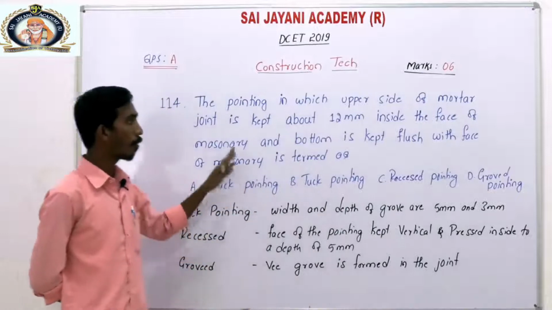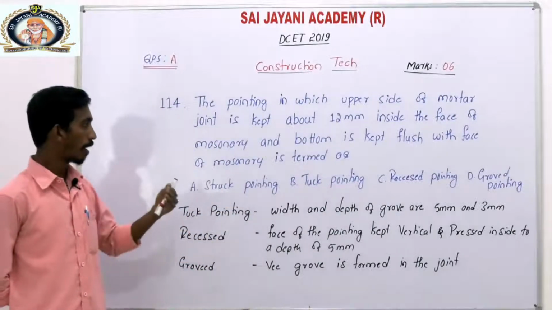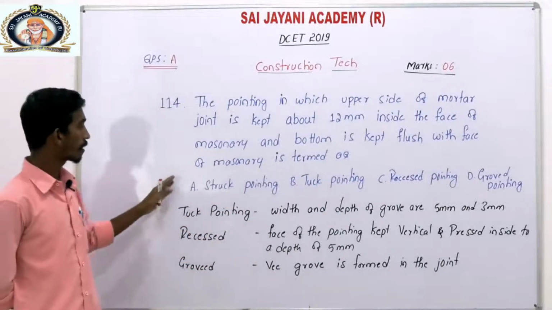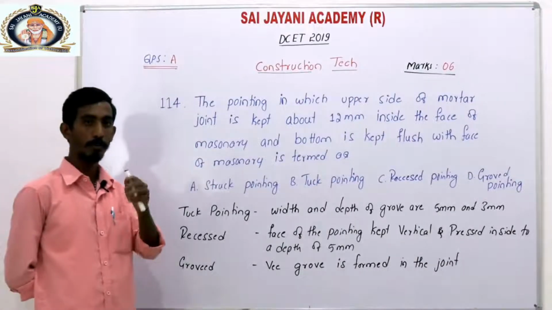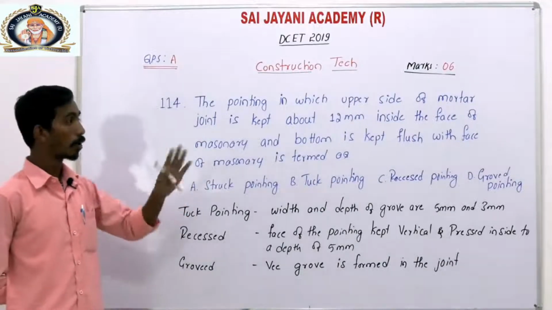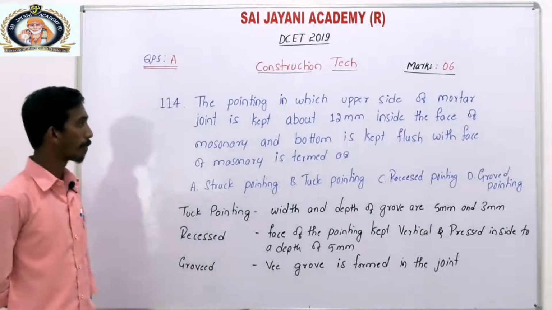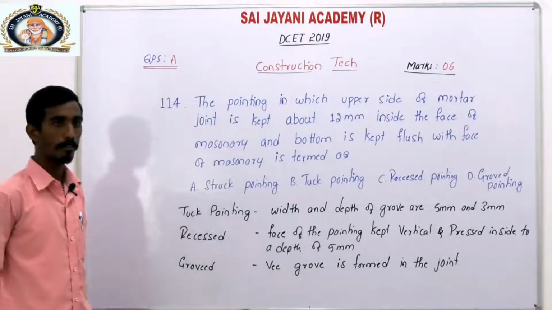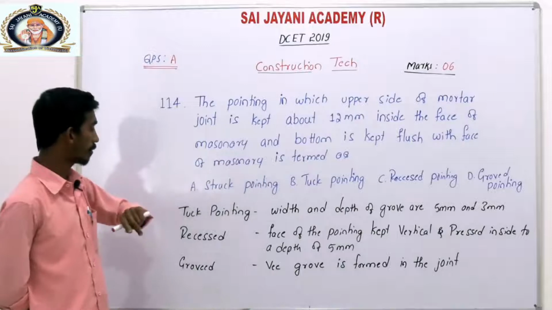Here pointings are used to flush the joints. While we are constructing the masonry, we have joints between one brick and another brick. To fill that gap, we are using pointing. We have so many types of pointing. Here we have 4 options.